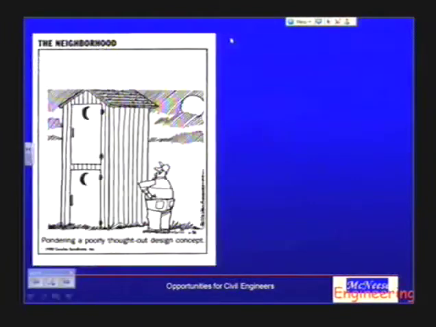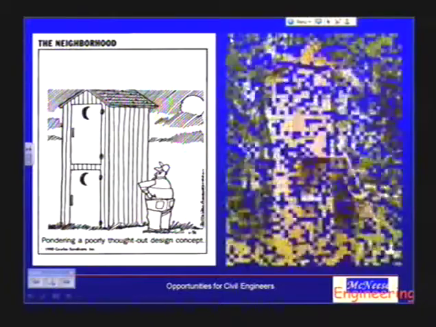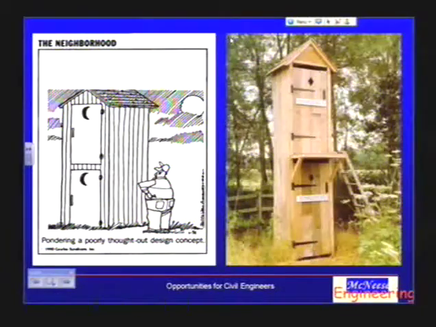All right? So here's a little bit of, we're pondering a poorly thought out design concept. All right? And you think that that's just a cartoon. What happens when it gets built? You can't see the signs there very well. The top one says management, the bottom one says employees.